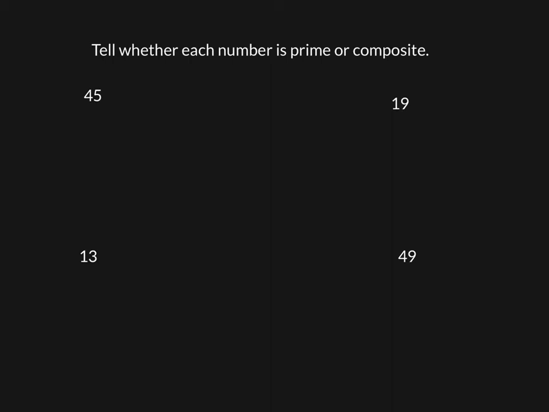Alright, so now we're trying to answer the question, is the number prime or composite? Okay, so if the only numbers that this is divisible by are 1 and itself, then yes, prime. If it's divisible by other numbers, then we would say it's composite. So I already know the 5, it ends in a 5, so it's going to be 5 times something. So I know that this one's going to be composite.